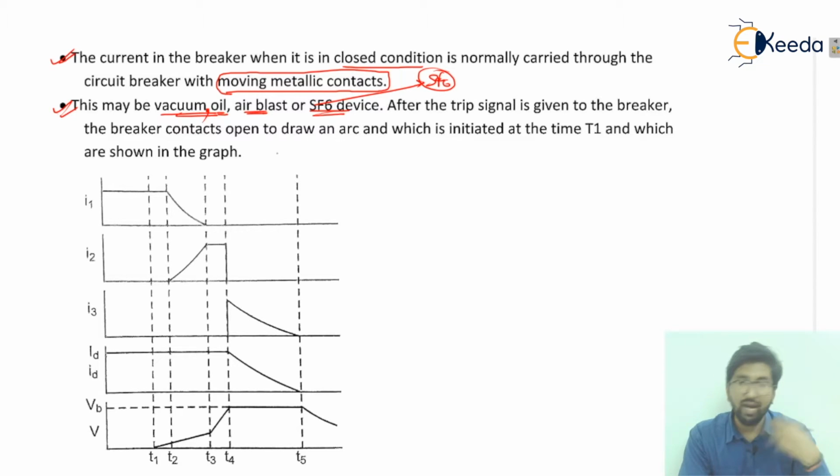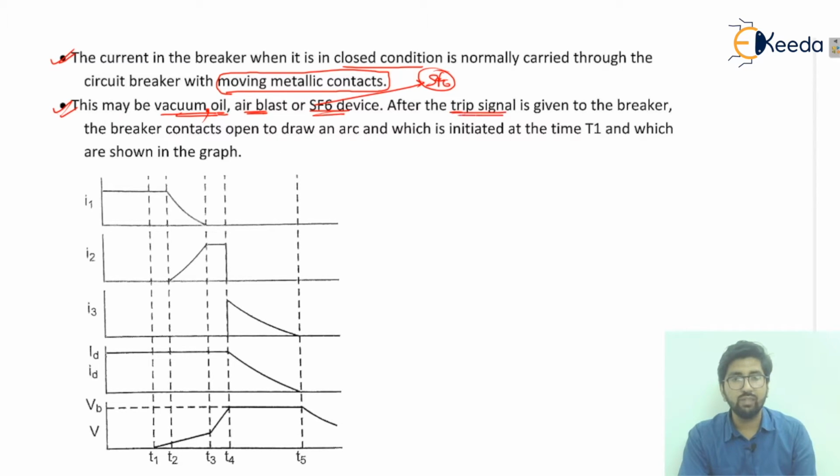These depend on the arc extinction process. According to the insulating dielectric medium we are taking, we provide the name of the circuit breaker. For example, if we are using vacuum to extinguish the arc due to the fault condition, we call it a vacuum circuit breaker. If we are using oil as a dielectric medium, we name it an oil circuit breaker. Similarly, air blast circuit breaker, and similarly SF6 circuit breaker.